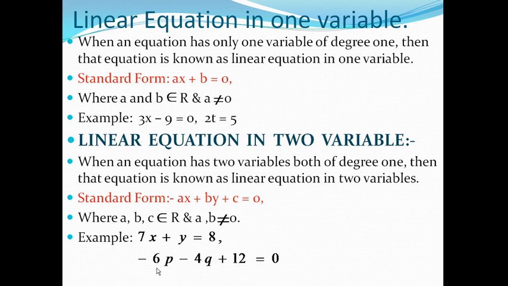Similarly, look at another example, that is minus 6p minus 4q plus 12 is equal to 0. So what is the value of a? Minus 6. What is the value of b? Minus 4. And what is the value of c? 12. I hope you understood the concept, the definition, what we mean by linear equation in two variables.